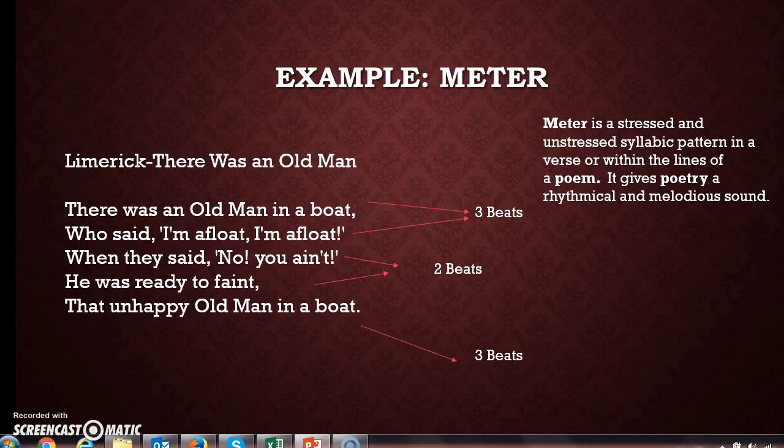So as I was snapping through the poem, you could hear the rhythm, you could hear the beat or the meter.